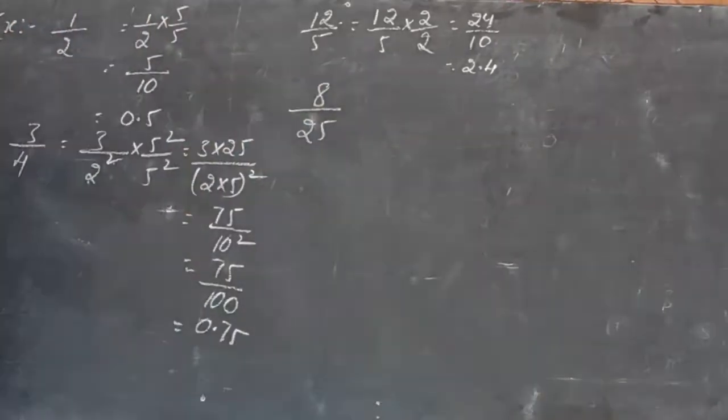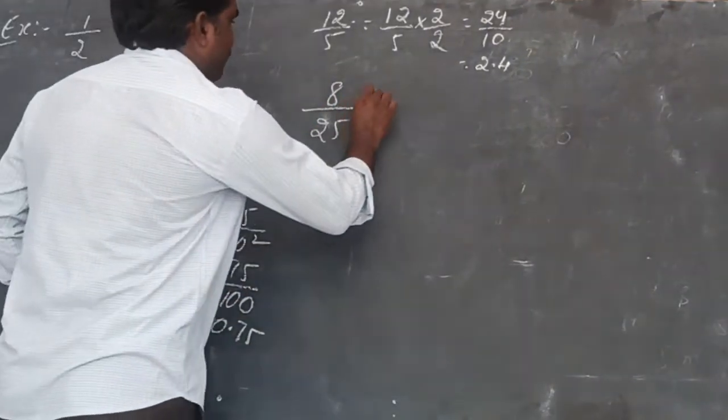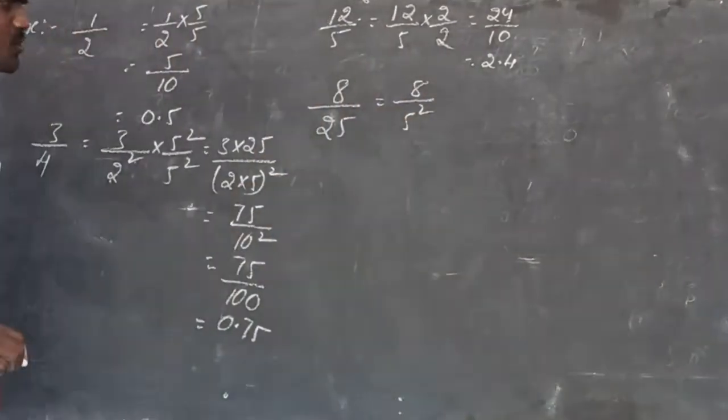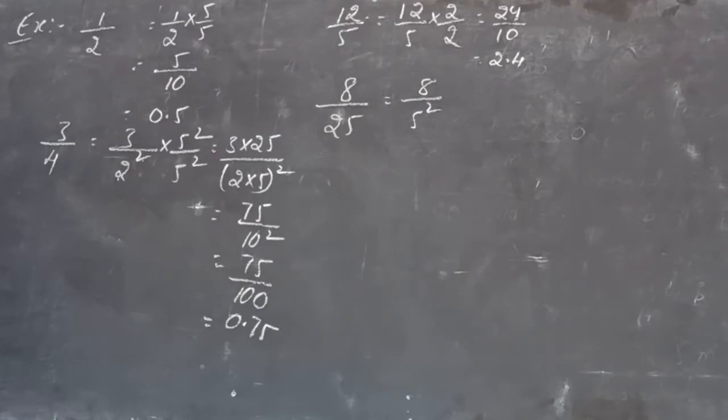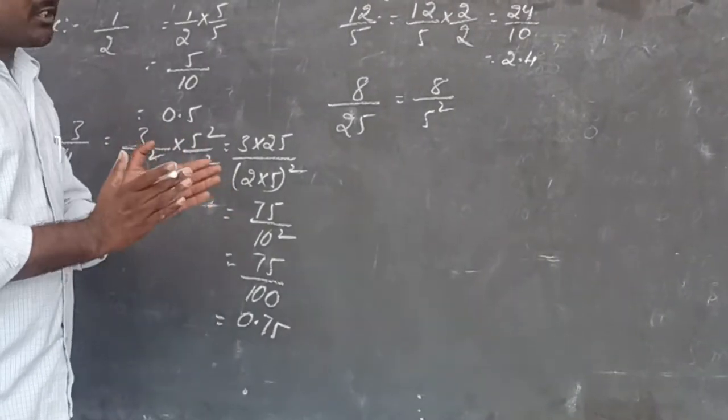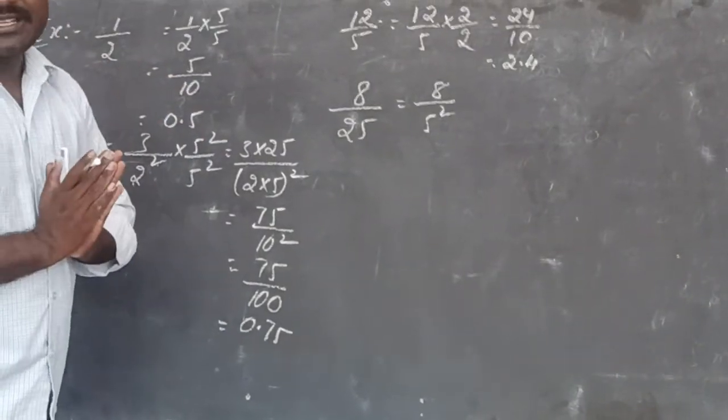8 by 25. How can we write 25? 5 into 5, that means 5 square. The 5 square is multiplied by which number to become a power of 10? So the denominator is a power of 10, and that rational number is a terminating decimal number.